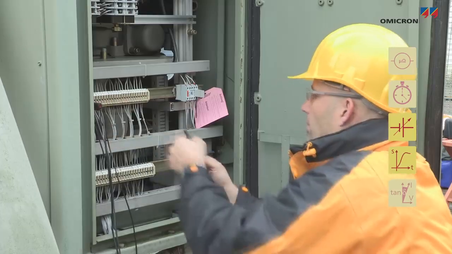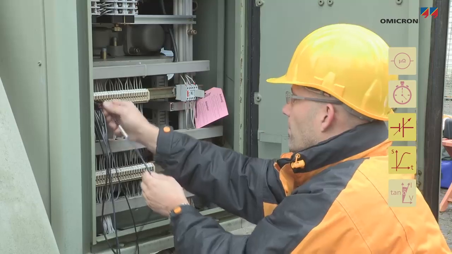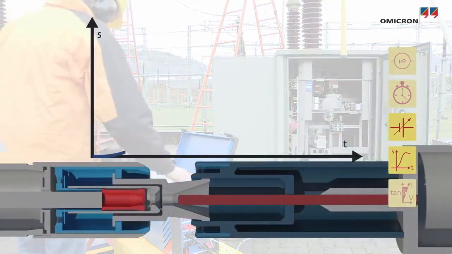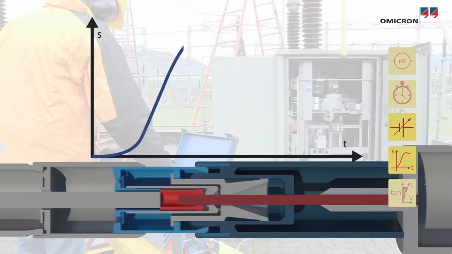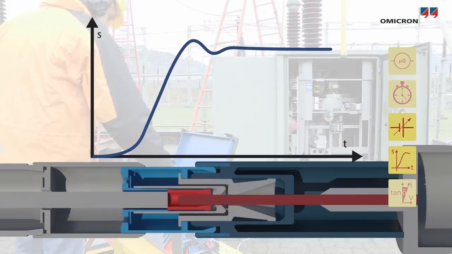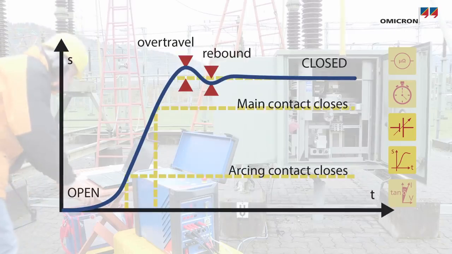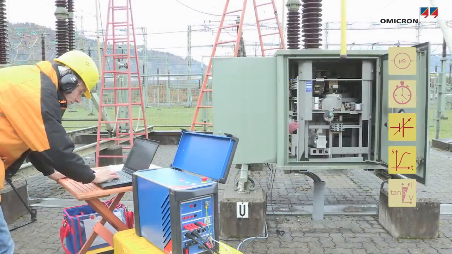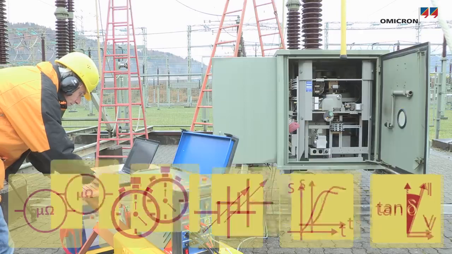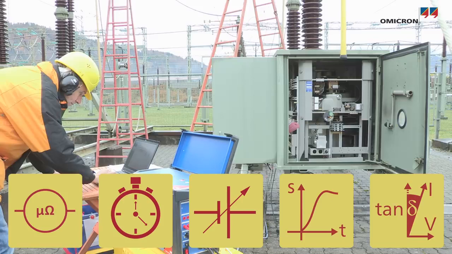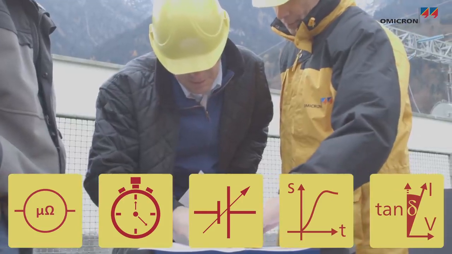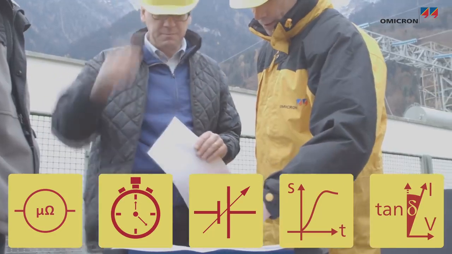Additionally, if the circuit breaker travel curve is recorded, it allows mechanical parameters to be assessed, such as velocity, total travel, acceleration, overtravel, and rebound. By performing these measurements, the station operator can verify that the equipment is in good working condition or can initiate maintenance activities.